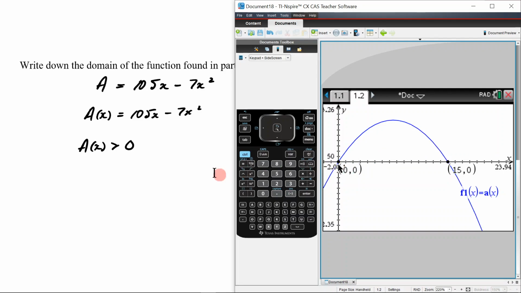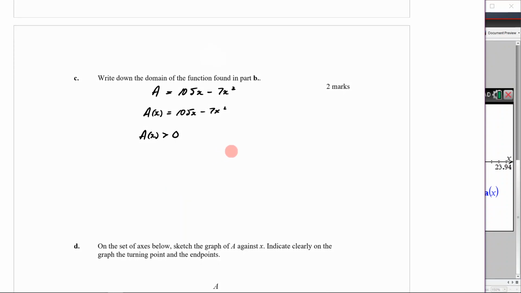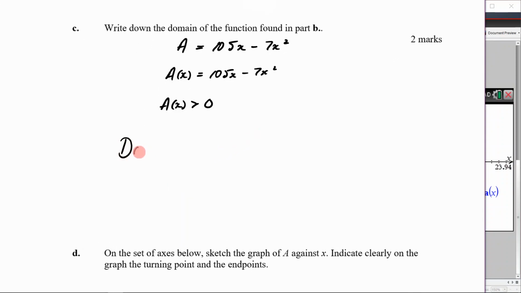So that means I'm going to come here and write domain is x is an element of 0 to 15, but I'm not going to include 0 or 15. I'm just going to leave it like that. Perfect. Now, if you were struggling to find these two and you're thinking in terms of not graphing it, I think graphing it is the easiest way. But if you just wanted to provide a bit more working out, I mean, it's worth 2 marks.